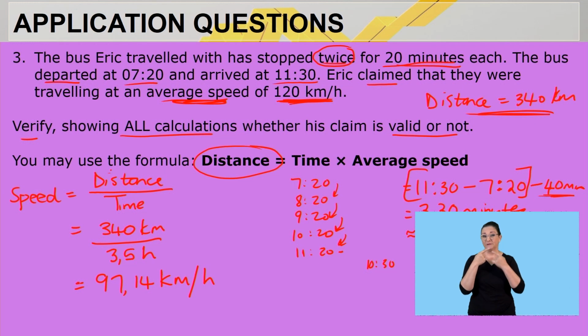Guys, now looking at the statement by Eric, he said that they were traveling at 120 kilometers per hour. We have just calculated that the average speed of the bus is 97.14 kilometers per hour. So therefore, and remember, I will conclude based on my answer now, the claim by Eric is invalid. We agree? They were not traveling at 120 kilometers per hour. In fact, they were traveling at 97.14 kilometers per hour.